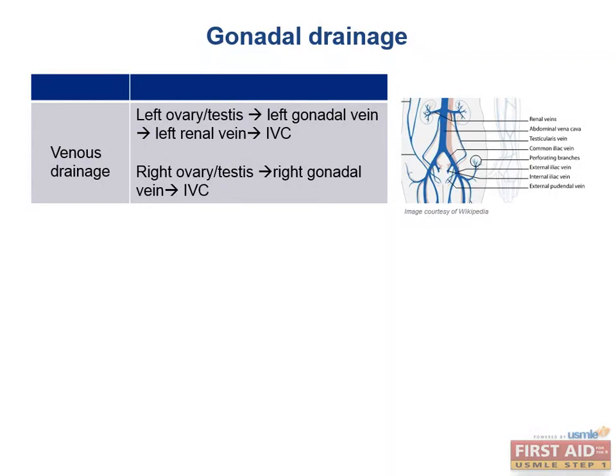Whereas on the right side, the right gonadal vein, being the testicular vein or ovarian vein, goes straight to the inferior vena cava. So on the left side, it first goes to the left renal vein, then the inferior vena cava. On the right side, straight to the inferior vena cava. And as we'll talk about later, that has clinical significance with regard to the formation of varicocele.